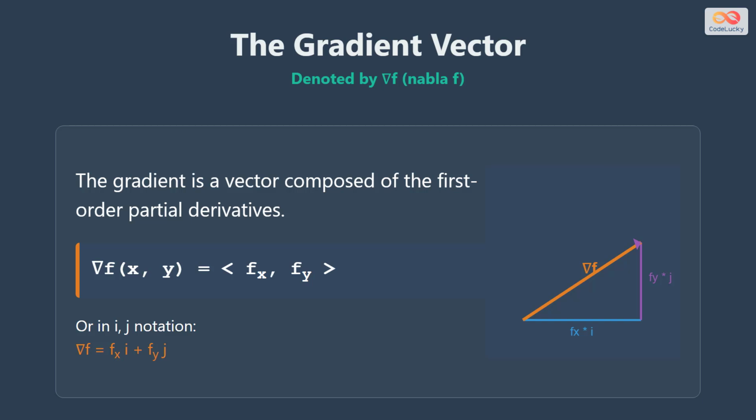To do this, we need a special tool called the gradient vector. It is denoted by the symbol Nabla F. The gradient is simply a vector made up of the partial derivatives. The x component is the partial derivative with respect to x, and the y component is the partial derivative with respect to y.